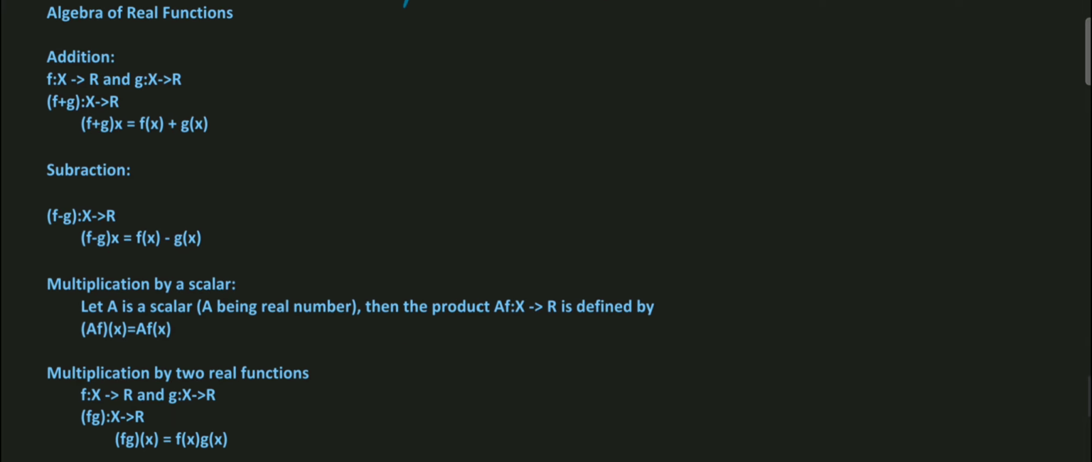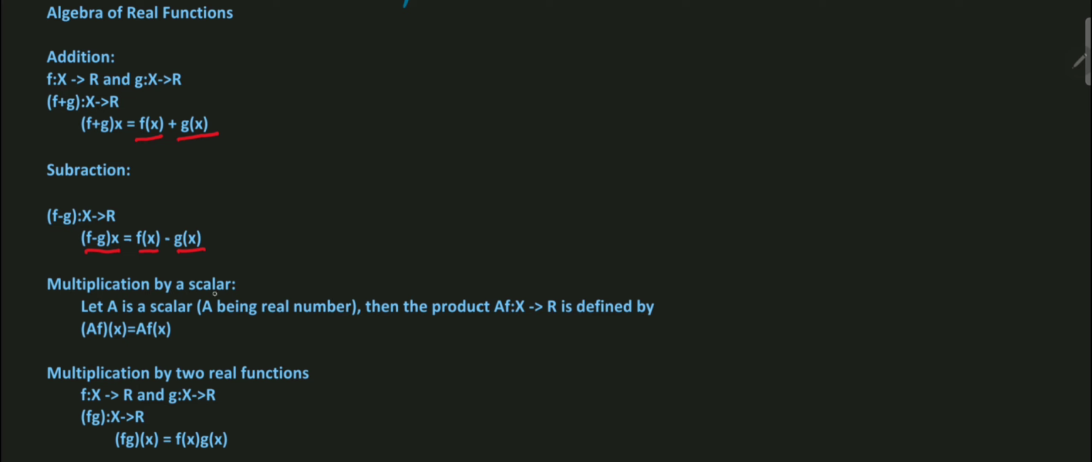Then comes the algebra of real functions. Addition. If f from x to r and g from x to r, then the function f plus g of x is simply f of x plus g of x. It is a simple addition only, nothing much like in a Boolean operation. The same is for subtraction. f minus g of x is equal to f of x minus g of x.